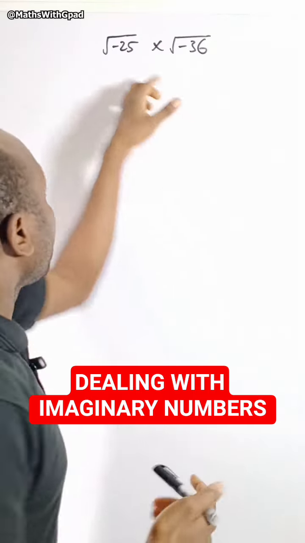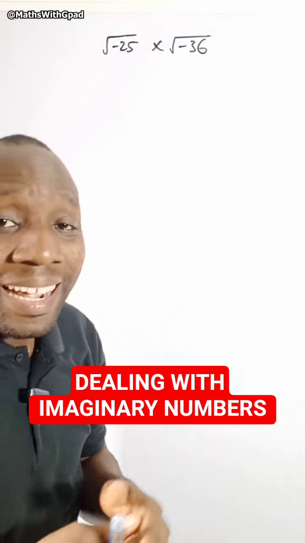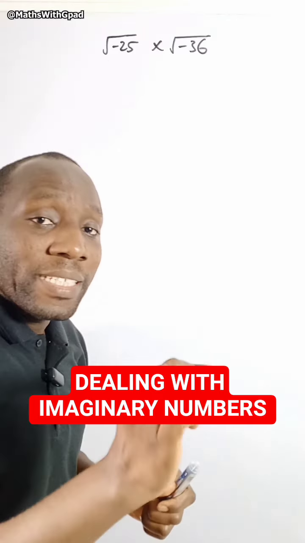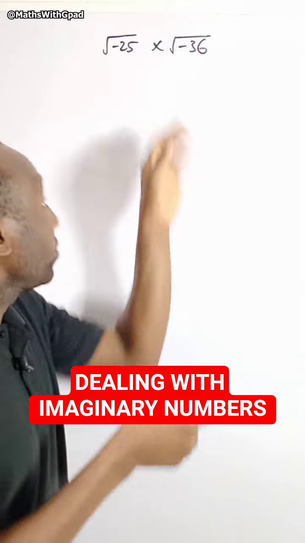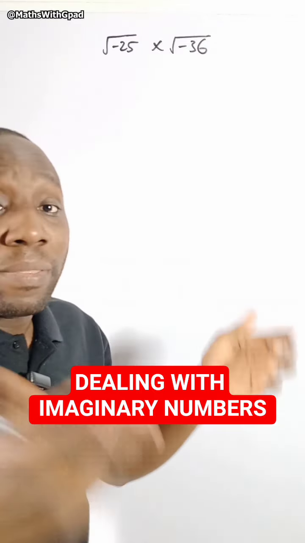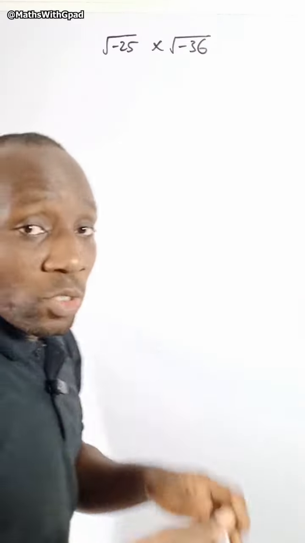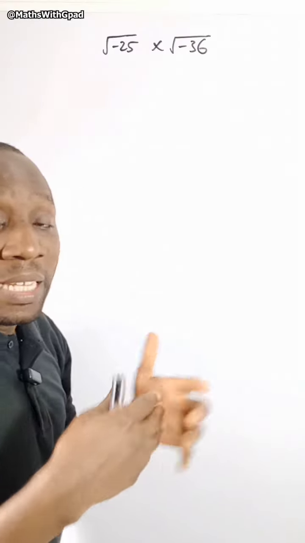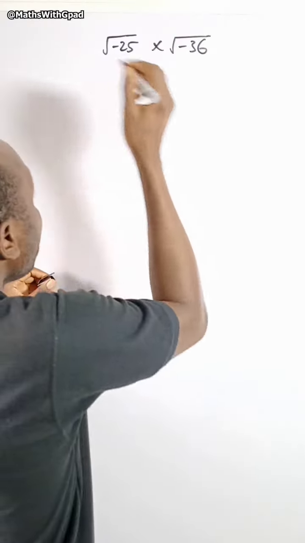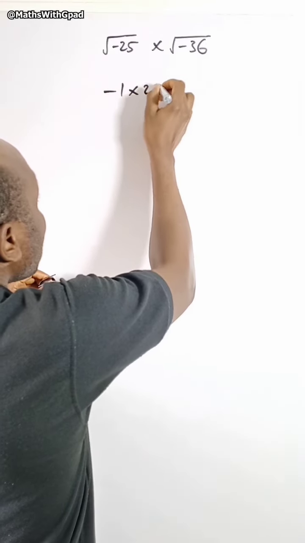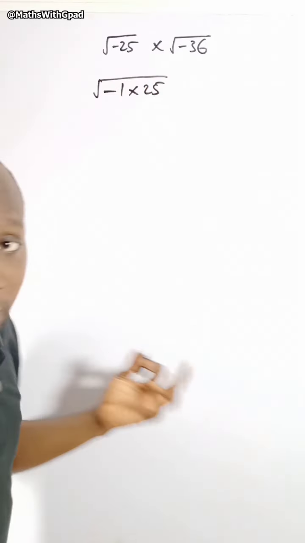Now, to evaluate this, first of all, negative 25 can be written as negative 1 times 25. If you want to apply the square root to this negative number, you get a math error. So what we can do, because this is going to give us an imaginary unit, an imaginary number, is write negative 25 as negative 1 times 25. Of course, you agree, right?